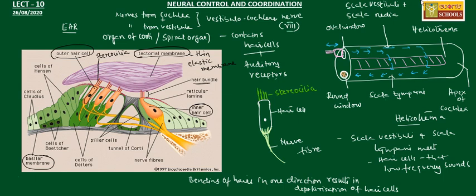Right, so coming back to this diagram again, here the portion present between the scala vestibuli and tympani, in the scala media, is the basilar membrane. This is the basilar membrane, on which the organ of Corti is present.